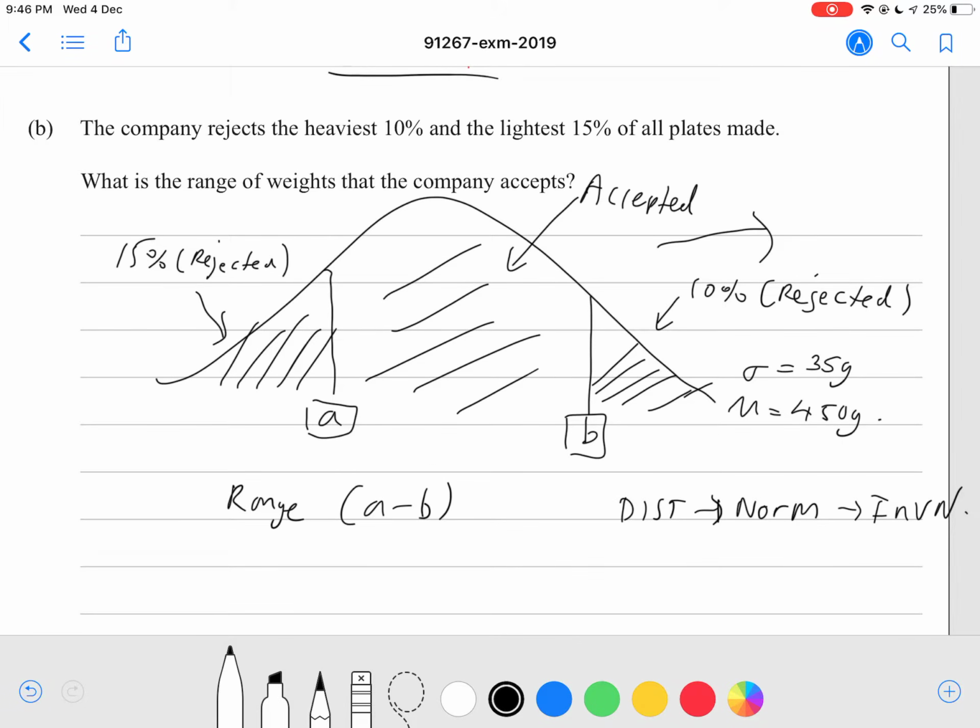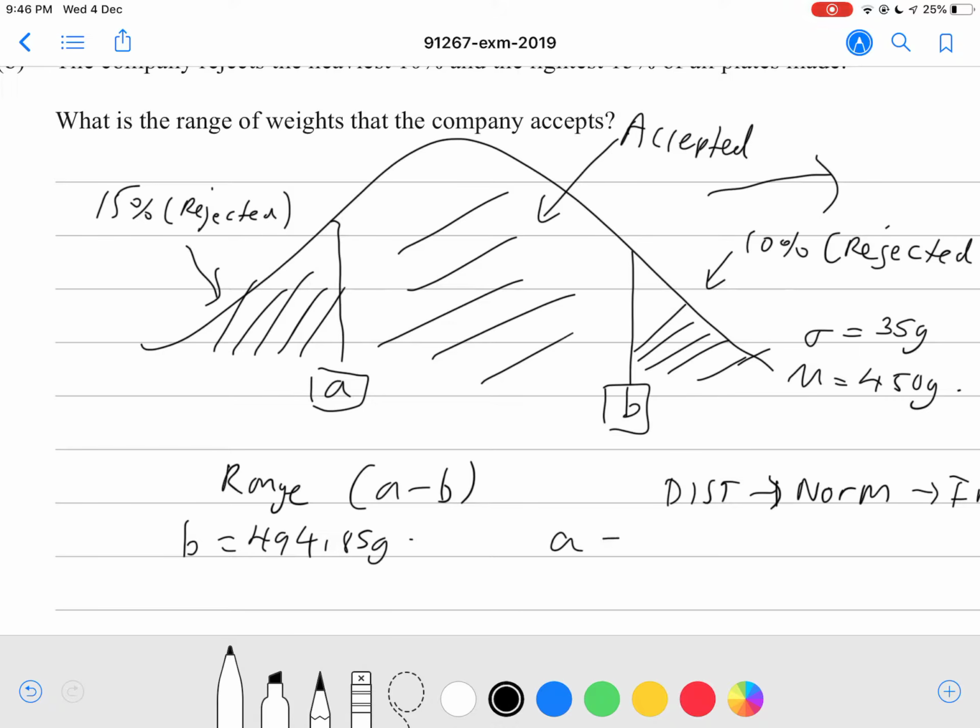We know that the 10% of heaviest plates will be rejected. So 10% can be rewritten as a decimal, 0.1. Our area will be 0.1, and you press enter on your calculator. You should get that B equals 494.85 grams.